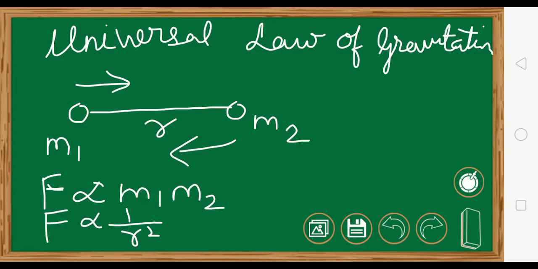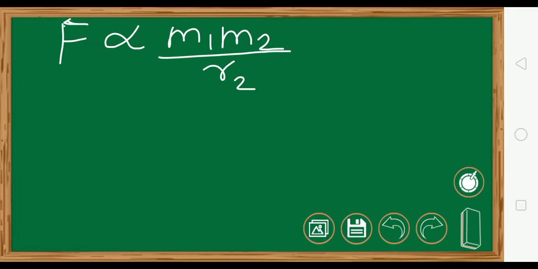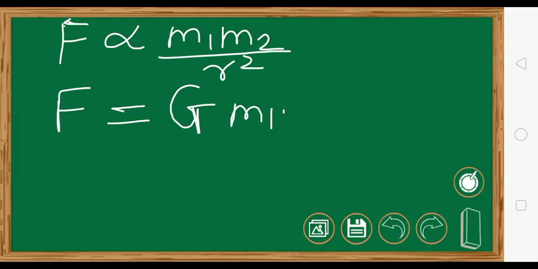Now going ahead, if we combine both, we can write F is proportional to m1 m2 upon r square. Now we will change this proportional sign into equal to. Whenever we do that, you know that one constant is introduced. So G is the constant: F equals G m1 m2 upon r square. Now this G is known as the universal constant of proportionality. It is known as the gravitational constant.